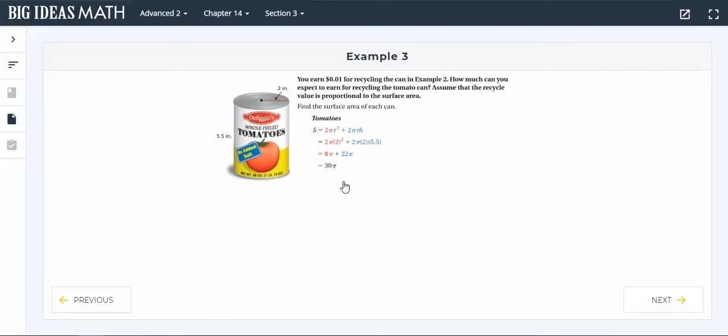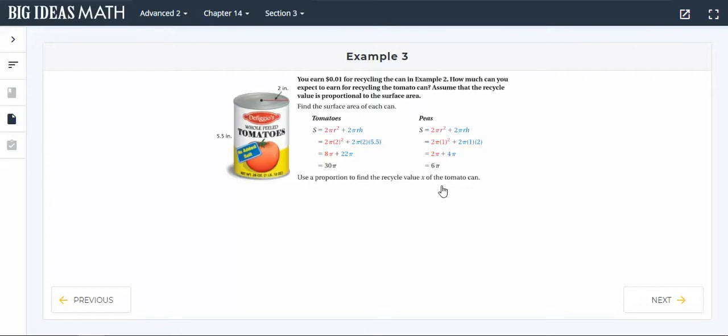So you get 30 pi. From the one before, you just have to look at your book at the same time. But we had 2 pi r squared. Again, this is the two top and bottom circles. This is the paper on the outside edge, or the can around the outside. And so that was 6 pi.